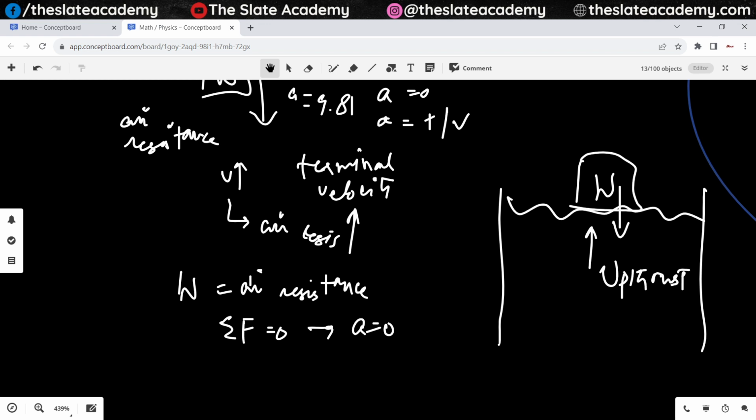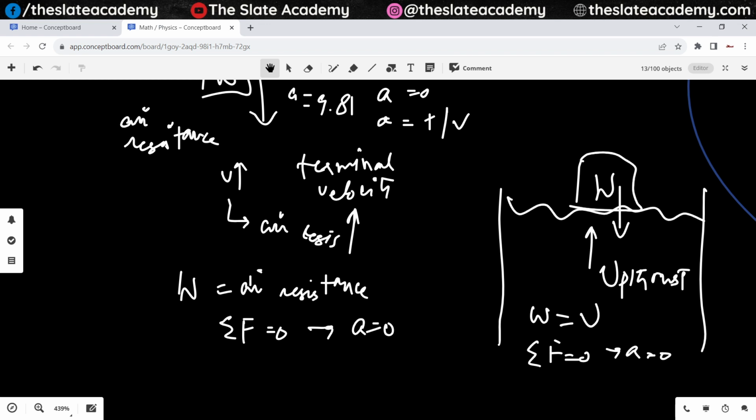And this upthrust, the same way as for a falling body, as the velocity increased, air resistance increased. For a body falling in liquid, as it goes down, as its velocity increases within the liquid, the upthrust would also increase until we get to the point where weight is equal to upthrust. So at that point, net force would be zero, which would mean acceleration is zero, and the body would attain the terminal velocity at this point.